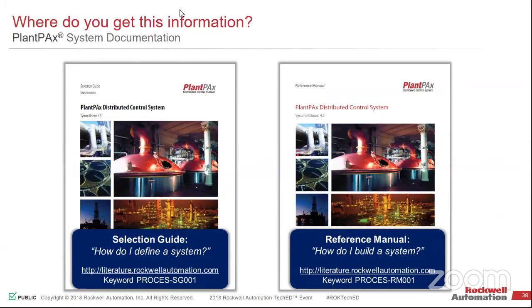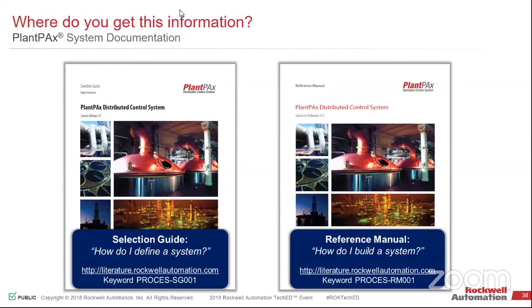So where you get it, the selection guides are at the literature library. So the same place I'm sure you guys have gone to download previous iterations of this, it will be there. Honestly, it's indexed well enough that you can just Google PlantPAx distributed control system, system release 4.5 selection guide. And as soon as this is on the open internet, it will be available and Google will bring it up as well.